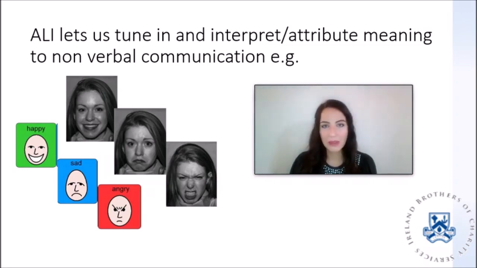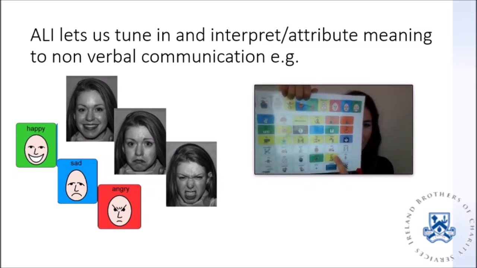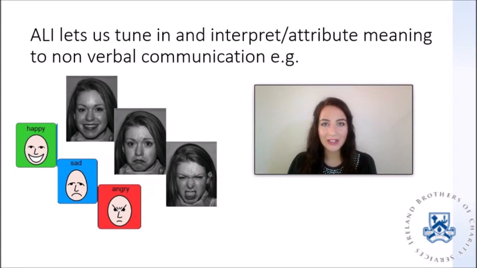We touched on this in one of the slides before, where I spoke about how aided language input helps us modify our communication skills by slowing down and emphasizing keywords. ALI also helps the communication partner tune in and attribute meaning to nonverbal communication. So, for example, if a language learner is making a facial expression that indicates they don't like something, you can get the AAC system and model, oh, you don't like that. This means that the language learner is getting a model of how to communicate symbolically that they don't like something in the future. Obviously, after we give them multiple examples of using don't like.